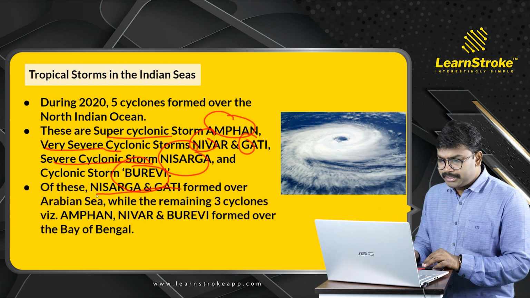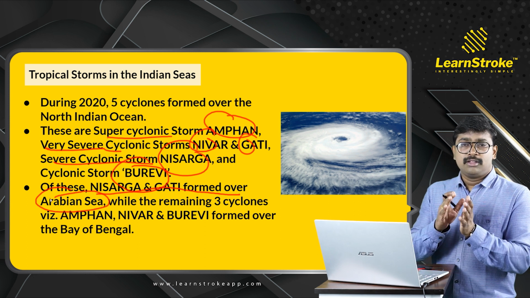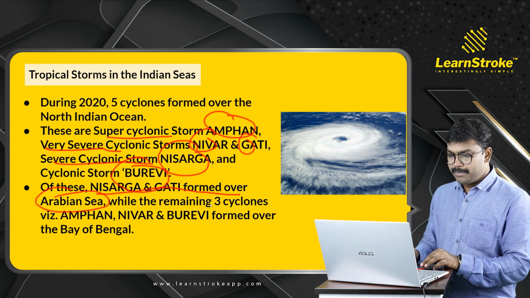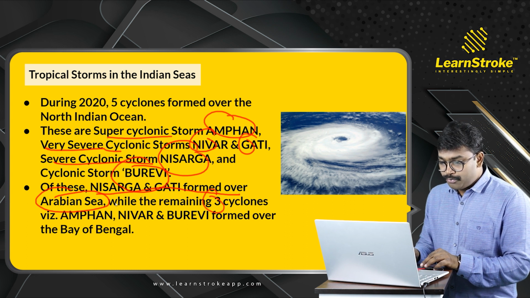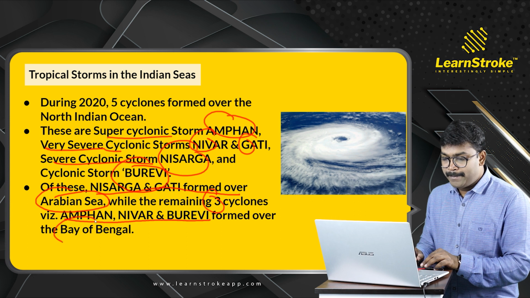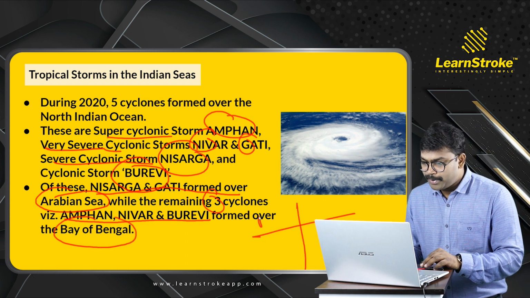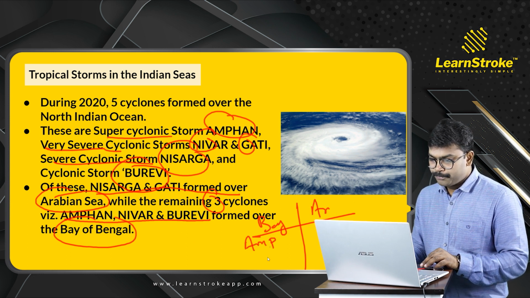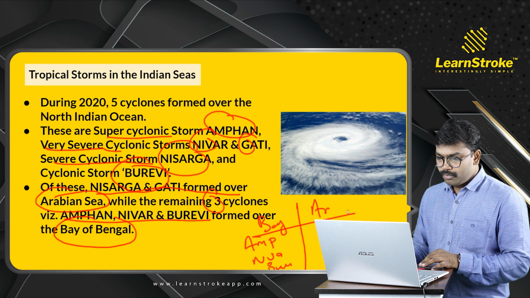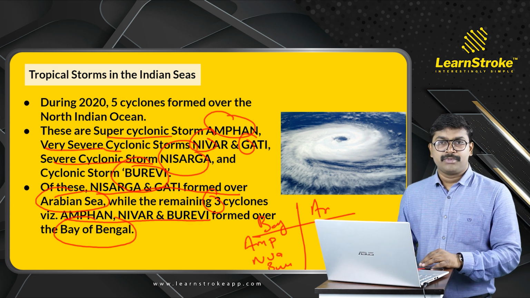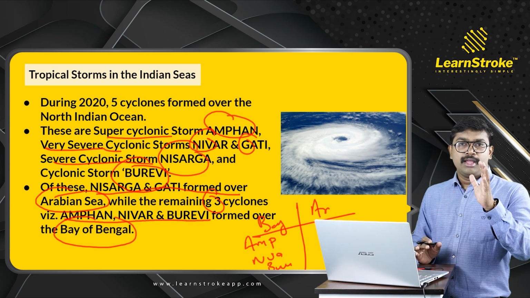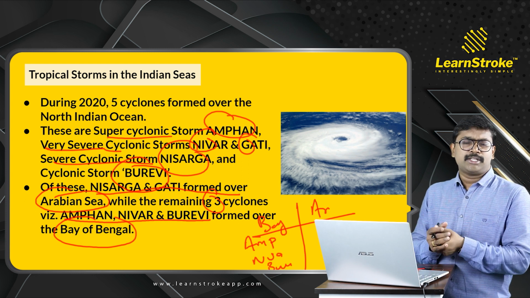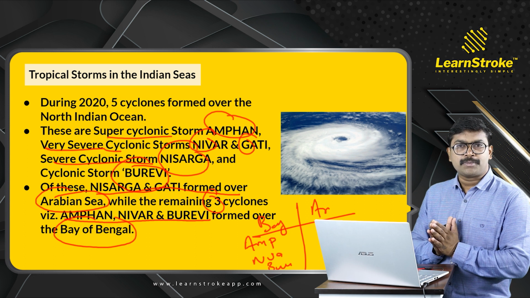Nisarga and Gati formed over the Arabian Sea. That is why the geography is very important. While the remaining three, Amphan, Nivar and Burevi, formed over the Bay of Bengal. So if you classify the Bay of Bengal and the Arabian Sea, you should clearly know that in the Bay of Bengal you have Amphan, Nivar and Burevi, and you have Nisarga and Gati in the Arabian Sea. So these are the tropical storms which happened in India. It is important to match the following, or you can expect such questions in statements also. So these are the tropical storms in the Indian seas.